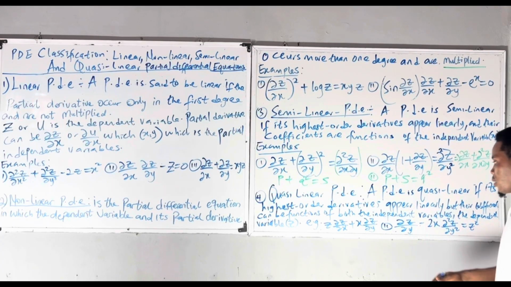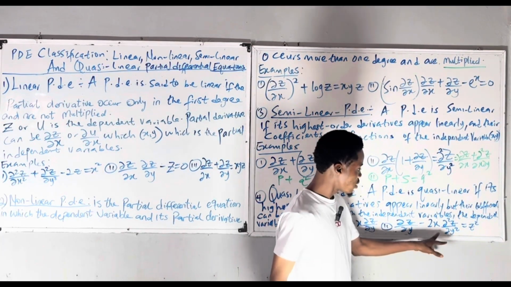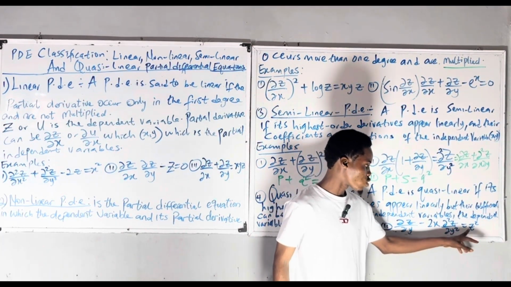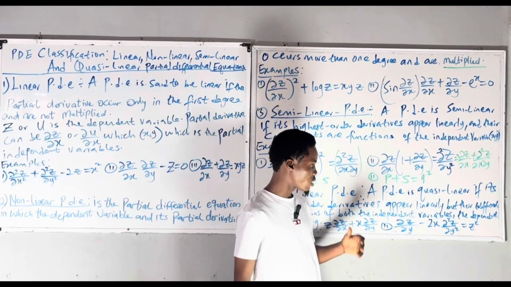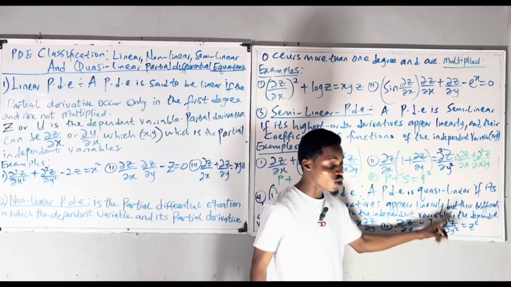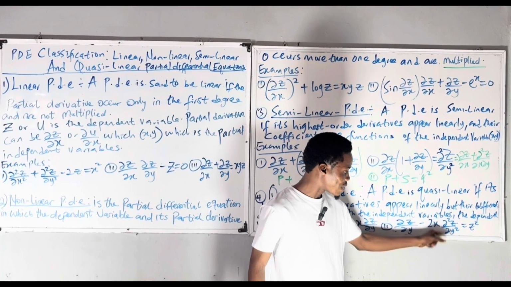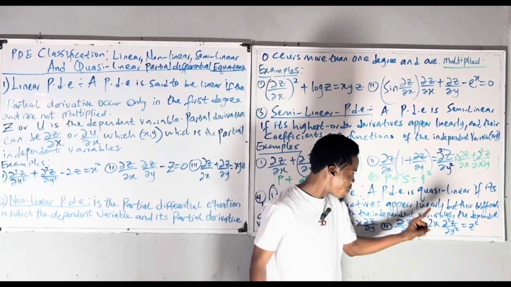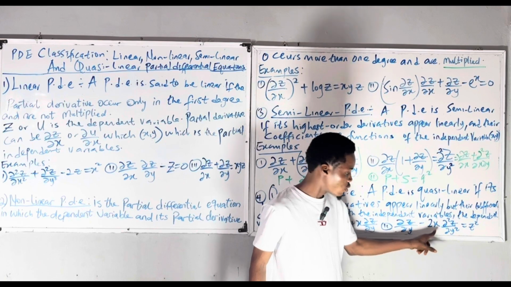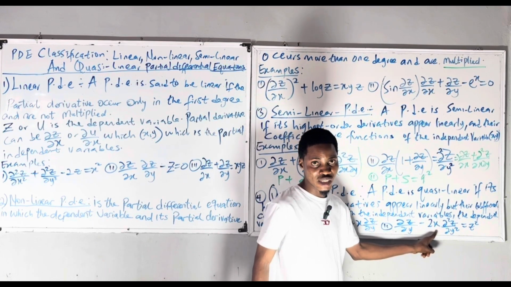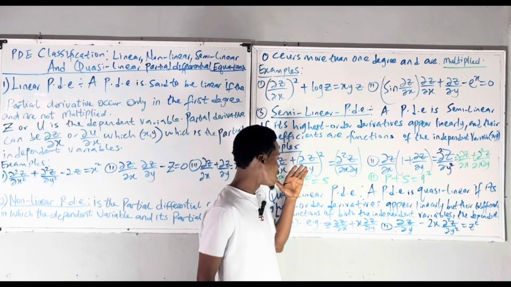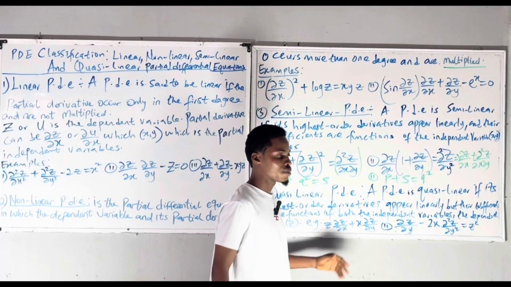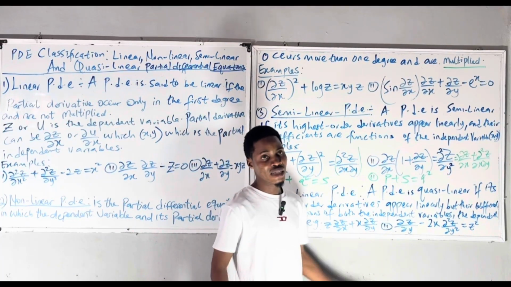Let us check the second example: the partial of z with respect to y minus 2x times the second partial of z with respect to y squared is equal to z squared times the partial of z with respect to y. Let us check the highest order. What is the order of this? The highest order here is 2, order 2, and it is linear, multiplied by the independent variable. So the coefficient is 2x, an independent variable. So that's why we classify this one as a quasi-linear PDE.